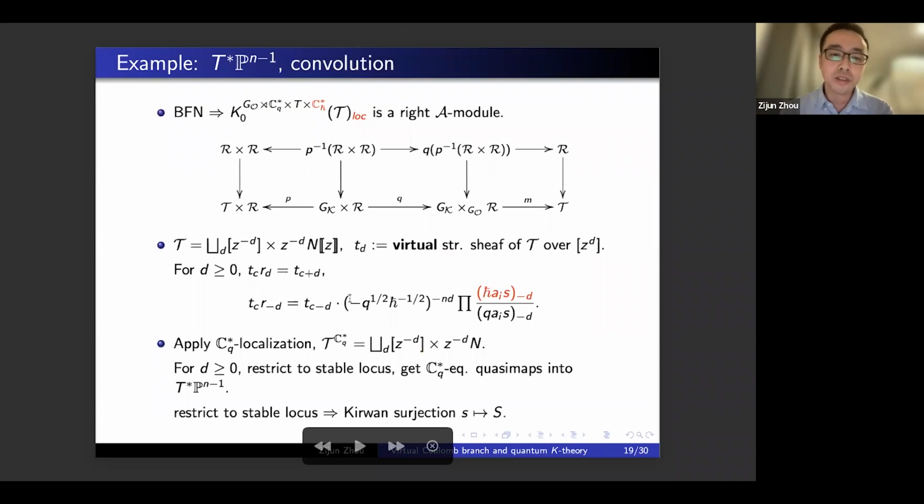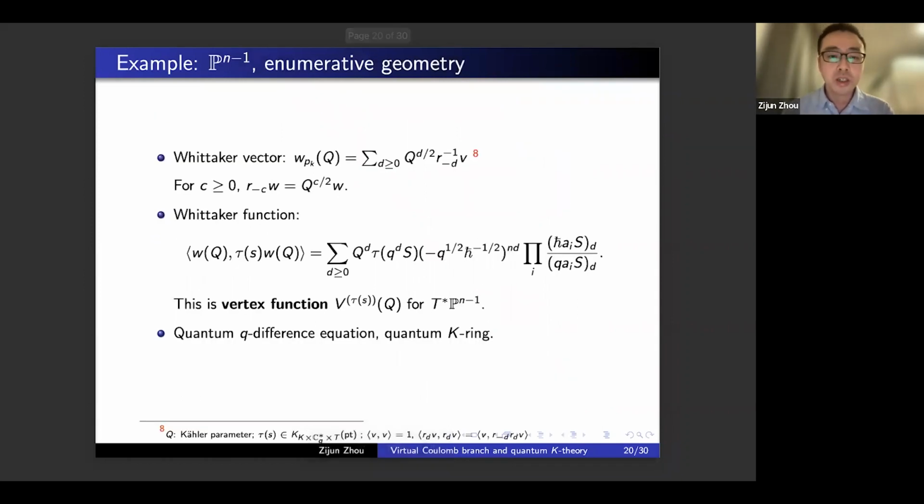And this is also the geometric story. The same story actually applies: you can consider this space T and consider this geometric construction of the Verma module. And also this vertex function can be obtained as the Whittaker function of this virtual Coulomb branch.